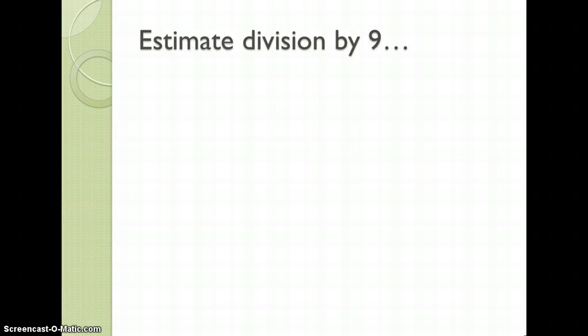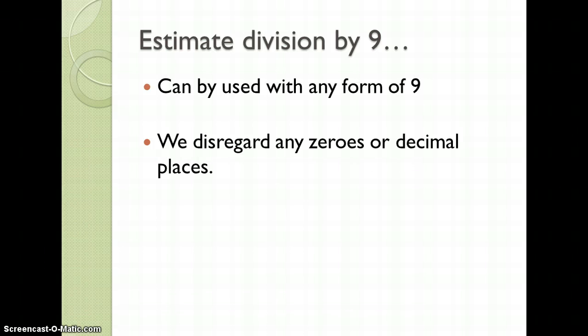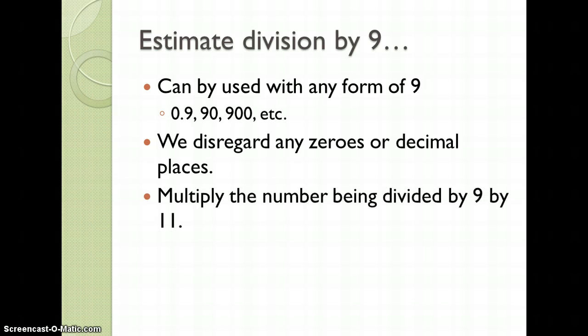Let's practice division by 9. This can be used with any form of 9: 0.9, 90, 900, etc. We disregard any zeros or decimal places. We multiply the number being divided by 9 by 11. Then we apply the test of reasonableness.